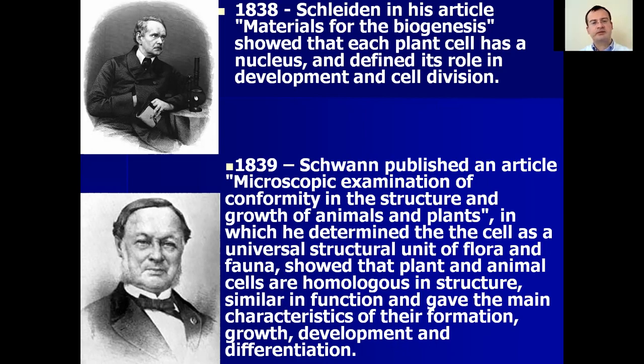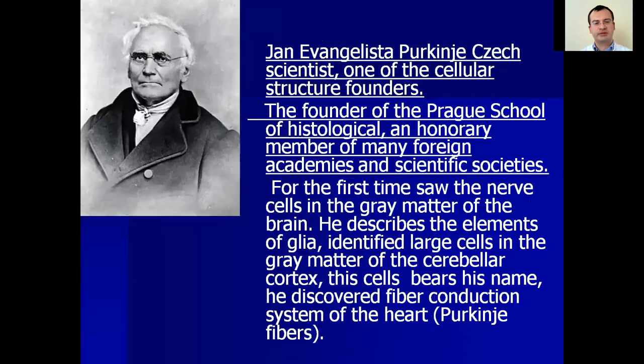In 1839, Schwann published an article, Microscopic Investigations on the Conformity in the Structure and Growth of Animals and Plants, in which he determined the cell as a universal structural unit of flora and fauna, showed that plant and animal cells are homologous in structure and similar in function, and gave the main characteristics of their formation, growth, development, and differentiation.